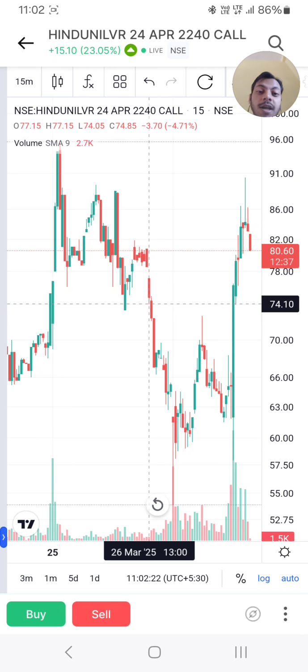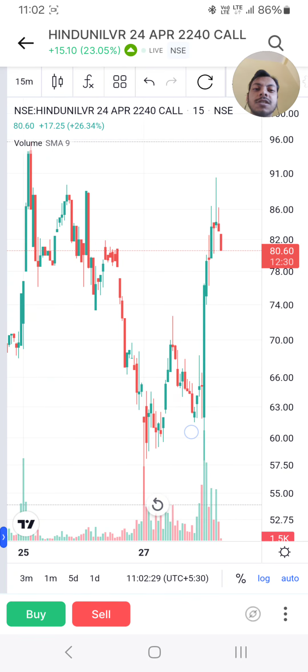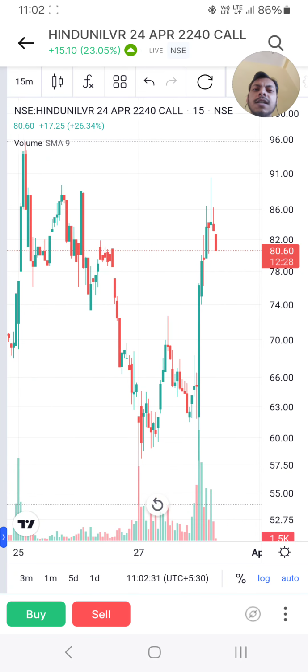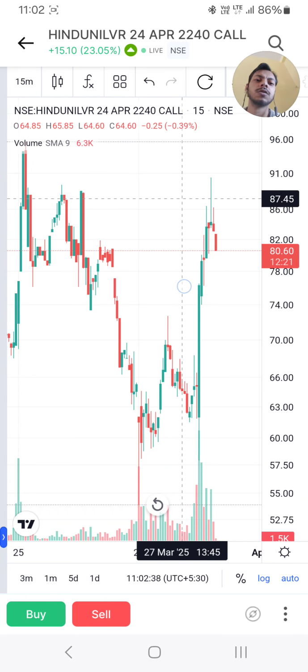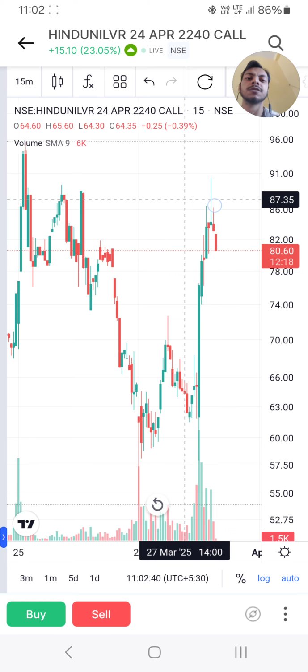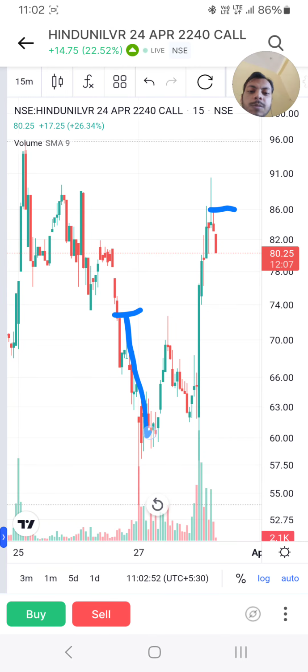You can see it went back down to 60. At that time the loss was around 5,000. Then amid this volatility, I held on to the trade and I squared off at like 87 or 86. Yeah, I squared off at 87. Here I squared off. So this was my entry, and my square off was here. It is around 50%, and like 1 is to 1.